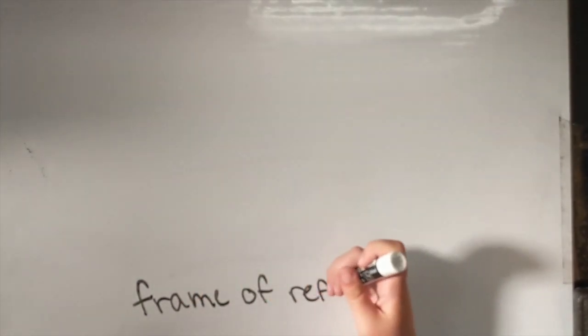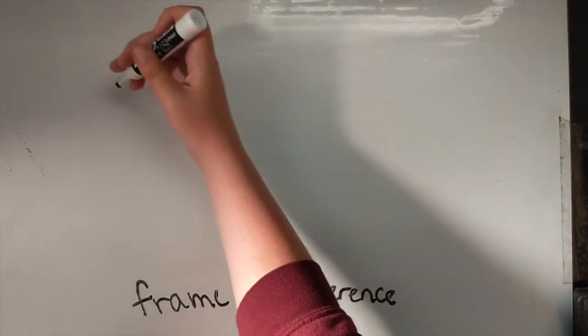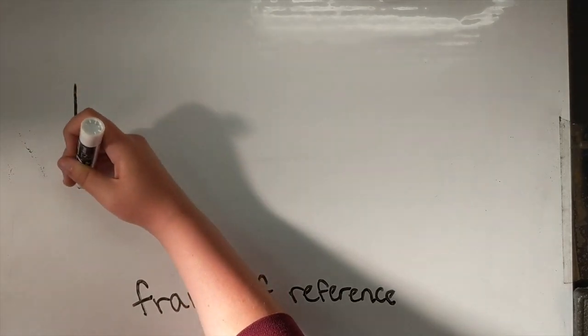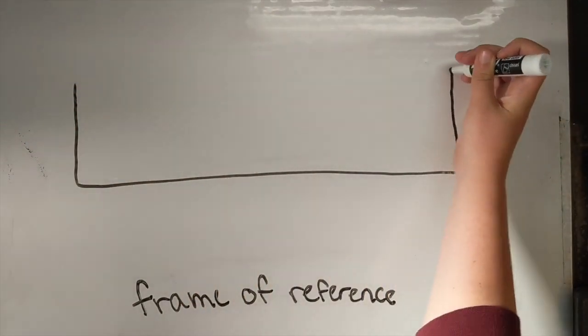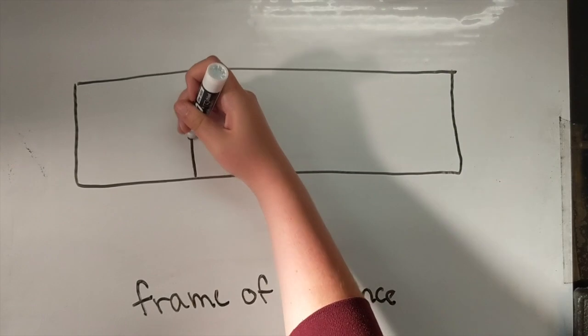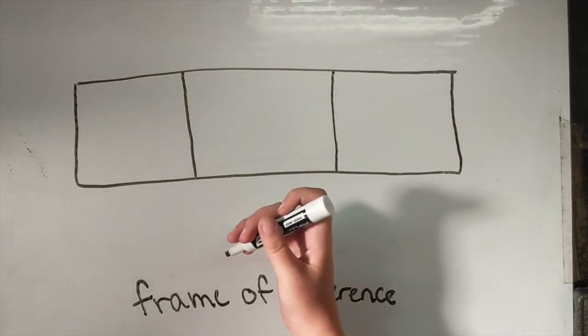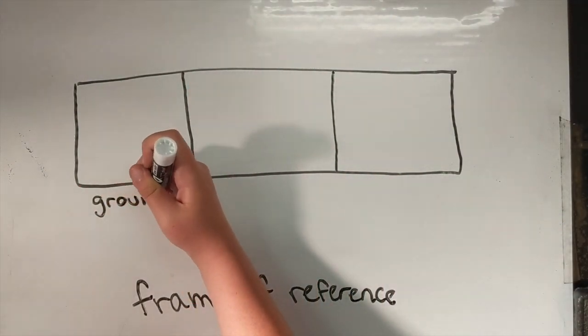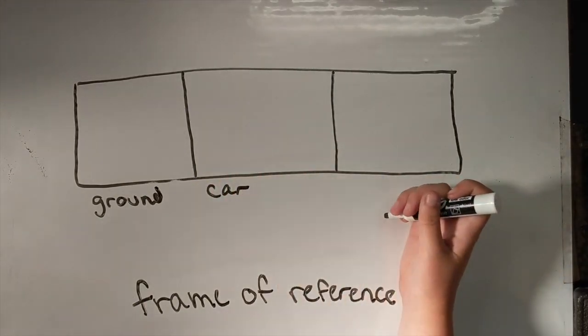Our final topic today is frame of reference. Frame of reference is how you view an object moving. So I'm going to draw some examples for you guys so you can kind of see what I'm talking about, and they're going to be really good drawings. So we're going to have 3 examples. One's on the ground, one's in a car, and one's on a plane.